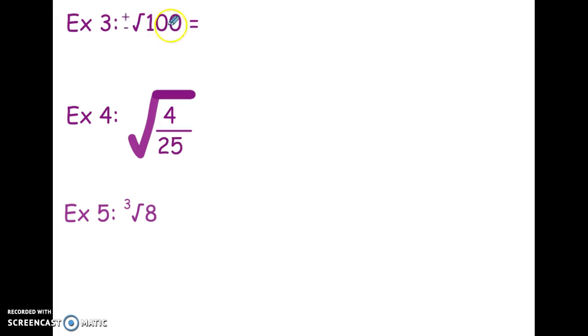Here I've got plus or minus the square root of 100. That plus or minus again is going to translate over to the answer. And I've got what number times itself is 100? Again, that's 10. So for this one, there's two answers, positive 10 and negative 10, which you can write as plus or minus 10 or just as 10 comma negative 10.